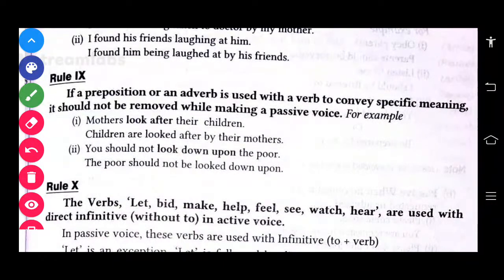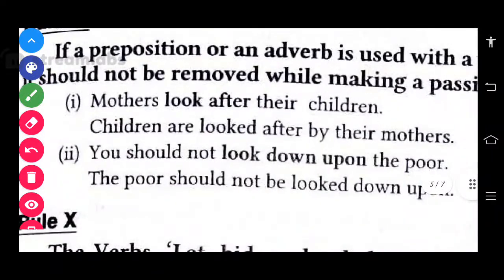When there is a preposition used along with the verb of the given sentence, as it has been used to give a specific meaning, we should not avoid the preposition that is used in the active sentence while we are making the sentence into passive. Right, Trivikram, you have to be very active, man. Okay, did you understand this? Look at the example.